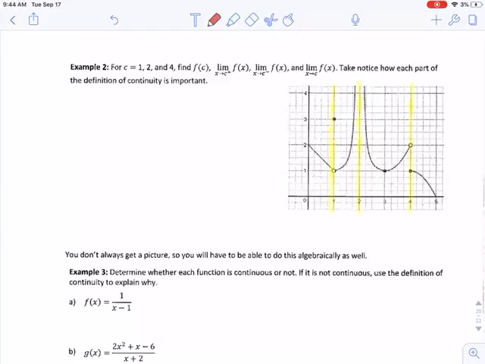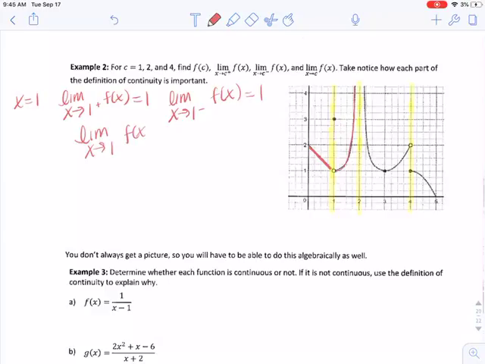So starting with the first one, at x equals 1, the limit as x approaches 1 from the right of f of x. As I get closer and closer to 1 from the right, it goes to 1. The limit as x approaches 1 from the left of f of x. Coming to this vertical line, the limit as x approaches 1 from the left is also 1. So therefore the limit as x approaches 1 of f of x just equals 1.